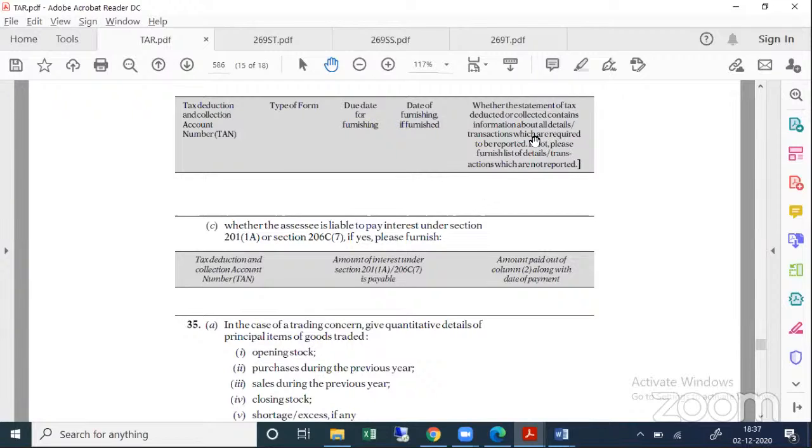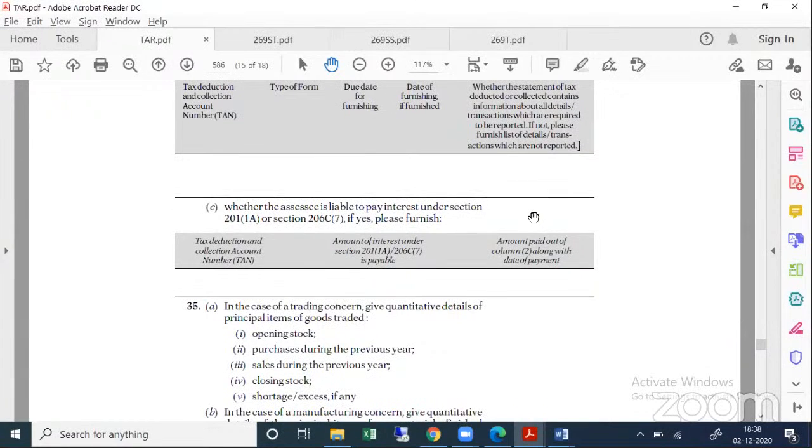Because it talks about whether it contains all the details and transactions which are required to be reported. But yeah, this is the only observation that I had. We can move on. Okay, thank you.